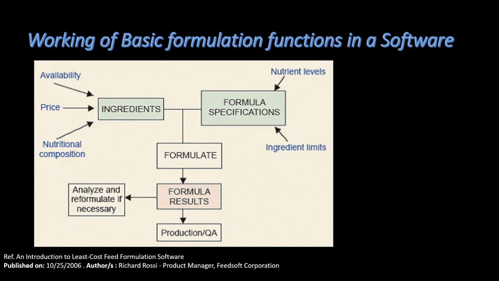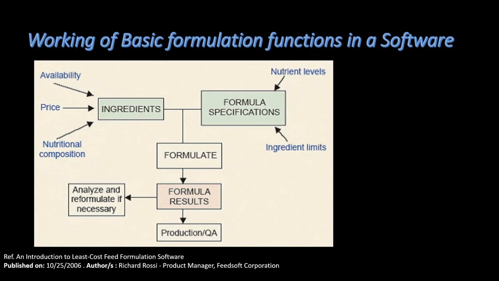So these nutrient limits are related to the animal nutrient requirements, and then ingredient limits are again related to the type of animal for which we are formulating the diet. Like if we are formulating a poultry diet, then we have a number of limitations about types of feedstuffs. Some cannot be used at a higher level due to the presence of anti-nutritional factors.